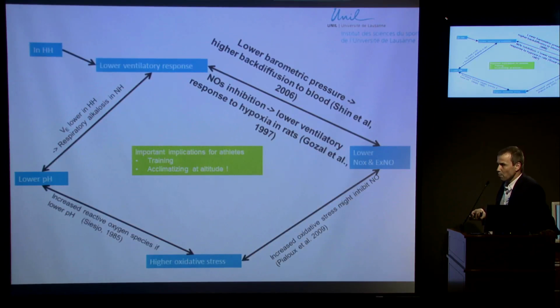So we have some mechanisms that we still have to work on, but in our view, that has important implications for athletes: training and acclimatization. Training, for all the hypoxic methods for training to sea level, because then you have to choose where you're going to train, but also for acclimatization to competition in altitude.